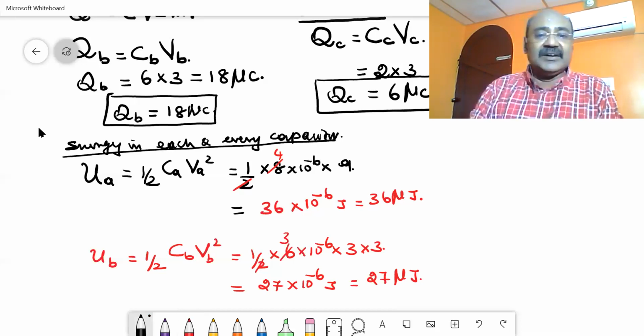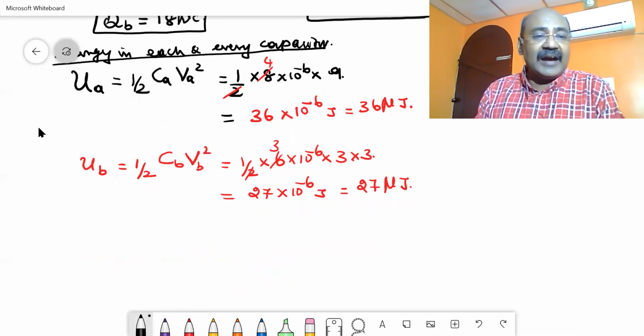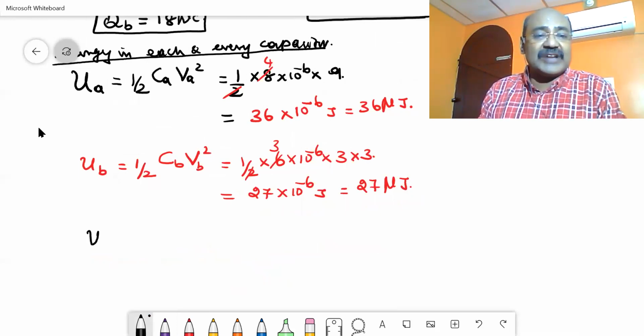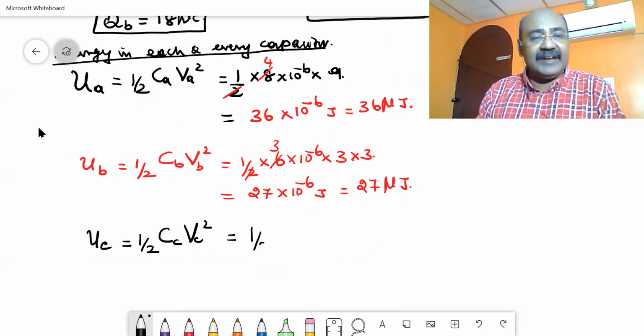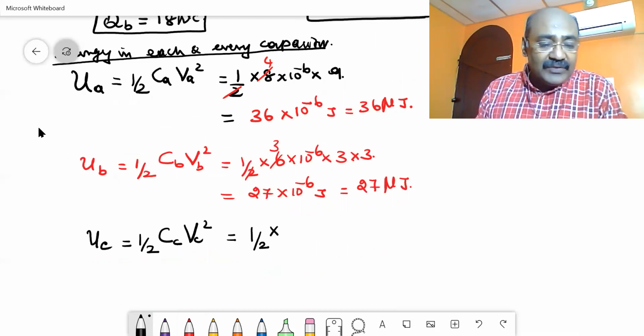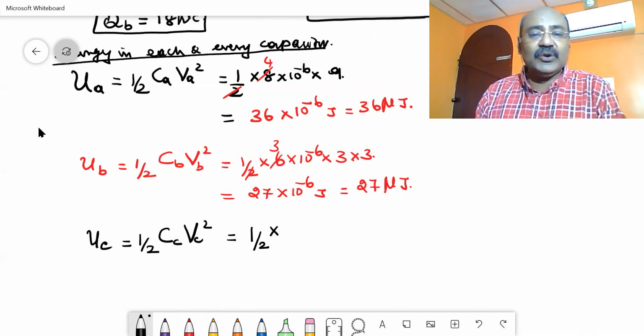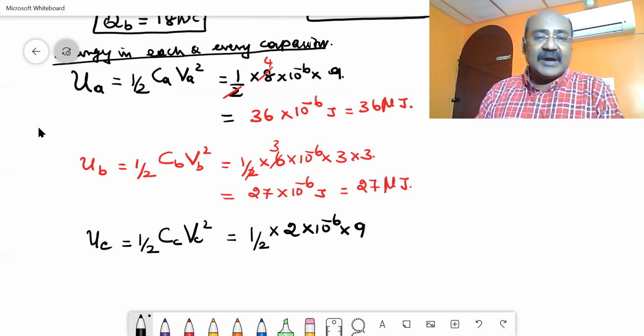Then let us move on to the third one. What is the third one? The potential energy across C is given by the formula half into Cc into Vc square, which is equal to, again you substitute, half into, what is C? The value of C is 2 microfarad. So 2 into 10 to the power of minus 6 multiplied with V square, which is 3 into 3, 9. So this 2 and this 2 will get cancelled.